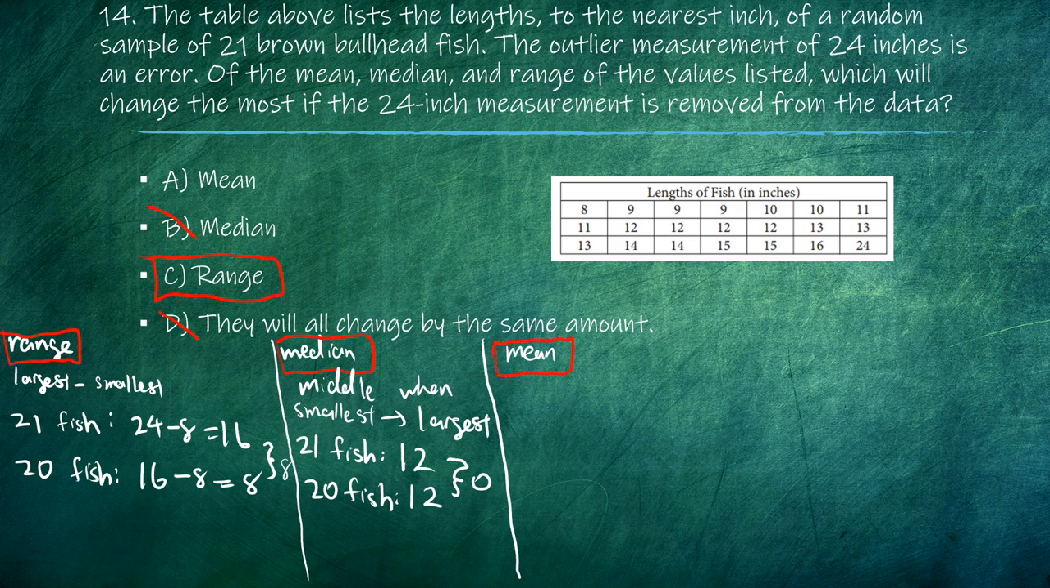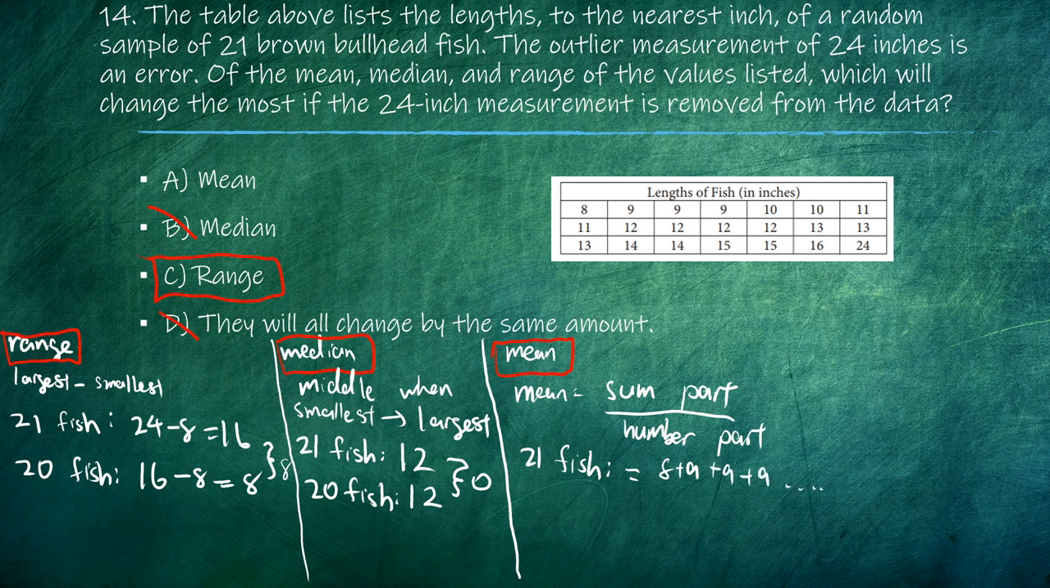All right, like on the previous question, mean is the sum of the parts divided by the number of parts. So when we have the 21 fish sample, basically what we do is add 8 plus 9 plus 9 plus 9 plus 10 plus 10, and so forth. And that will give us the sum, once we add every single number in the table.